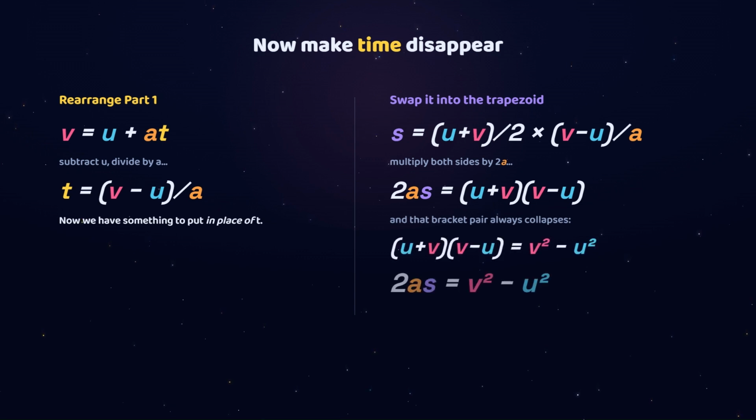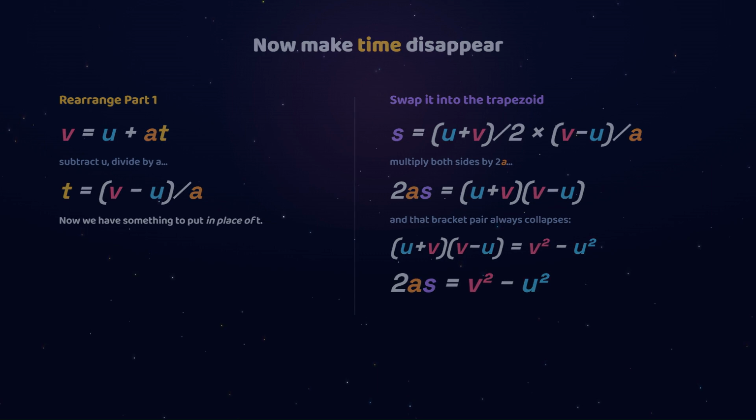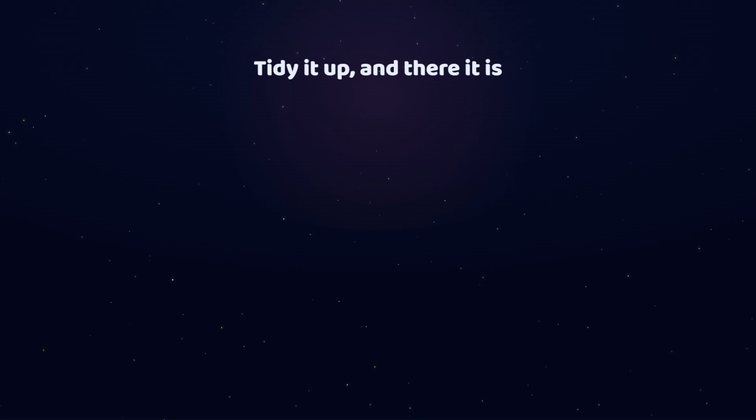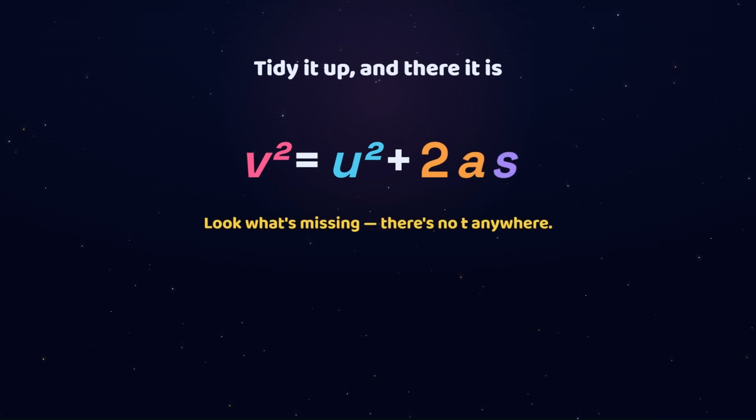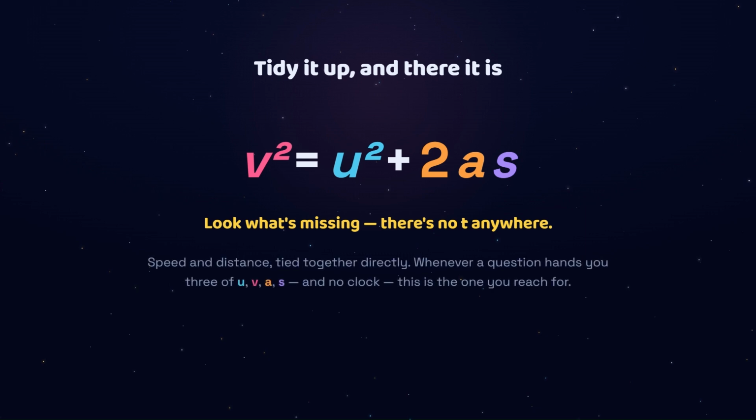Multiply both sides by 2a, and you get 2as equals (u plus v) times (v minus u). And that pair of brackets always collapses into something beautiful: v squared minus u squared. Tidy it up, and there it is. v squared equals u squared plus 2as. Now look at what's missing. There's no t anywhere. Speed and distance tied together directly.